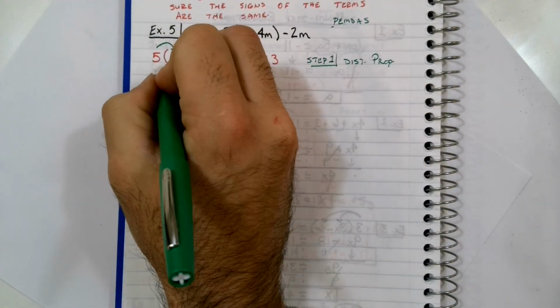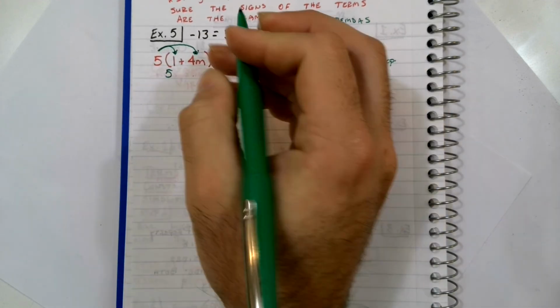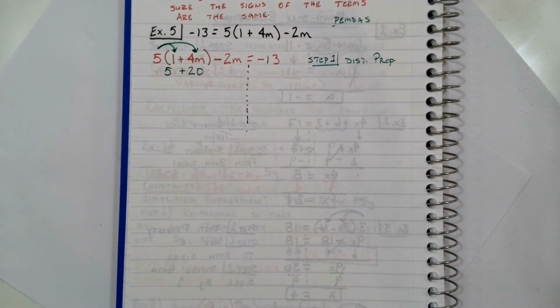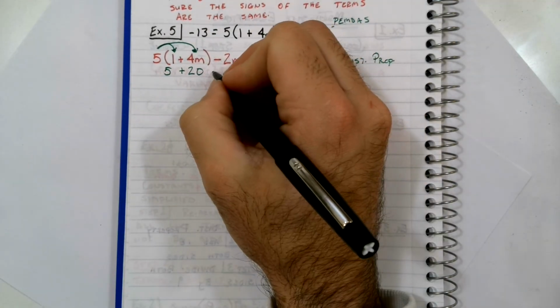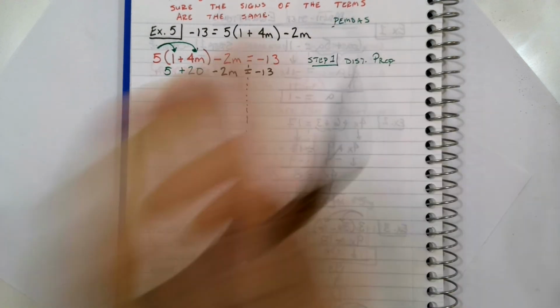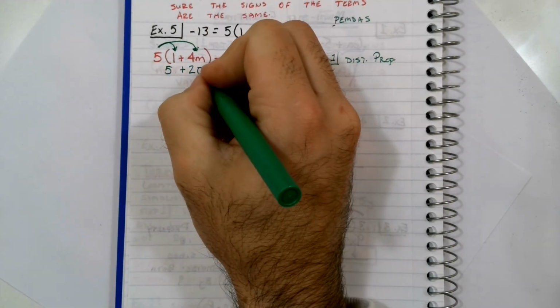So 5 times 1 is 5. 5 times positive 4m is positive 20m. And then we bring down whatever's left. So I bring down my minus 2m equals negative 13. And that's 20m. I didn't write my m there. Whoops.